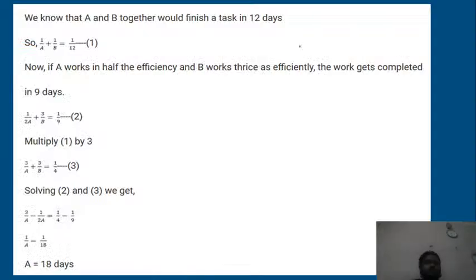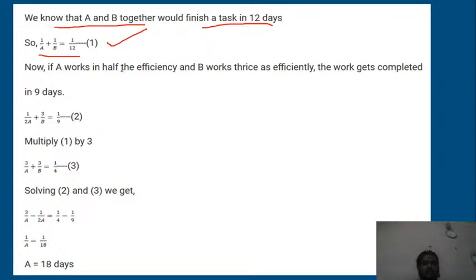Okay, so now a very easy question. We know that A and B would finish the task in 12 days. Okay, so now I know that 1 by A plus 1 by B is equal to 1 by 12.